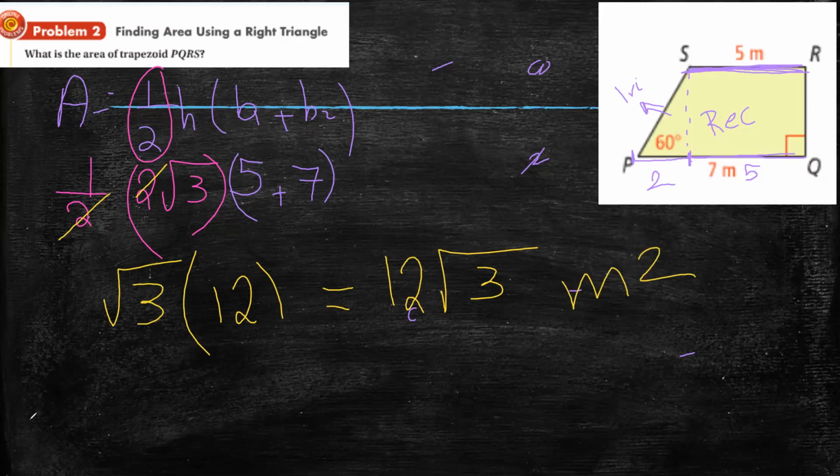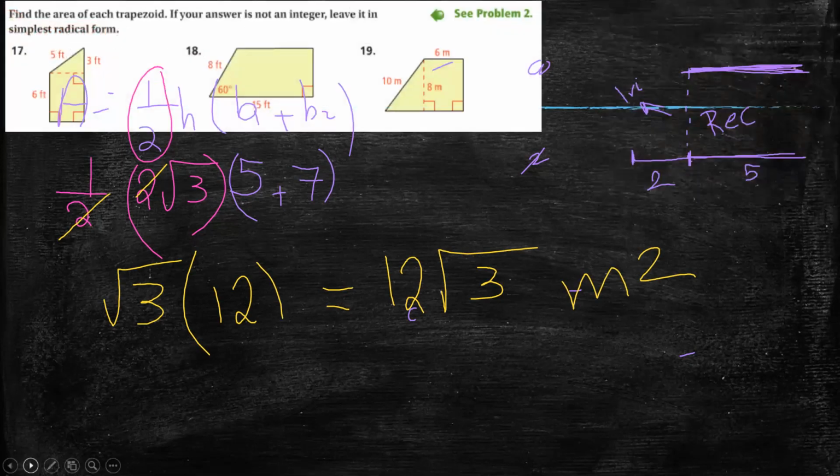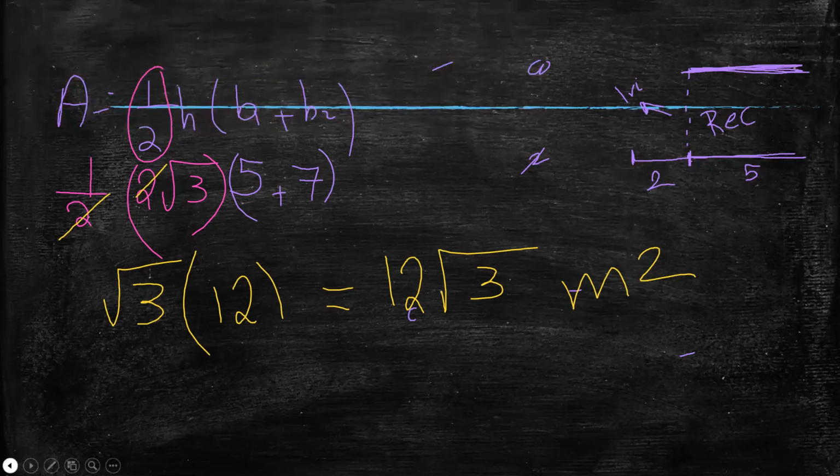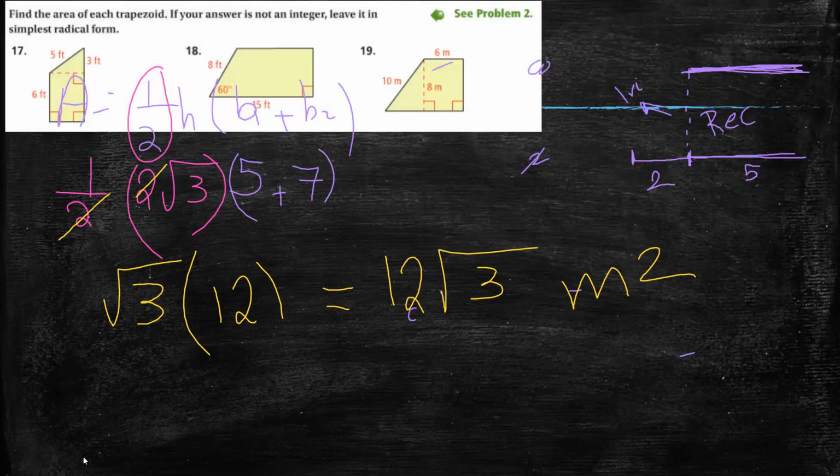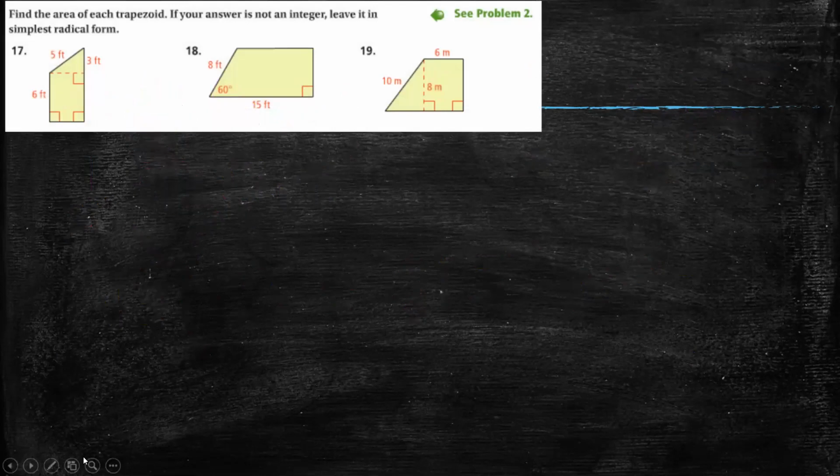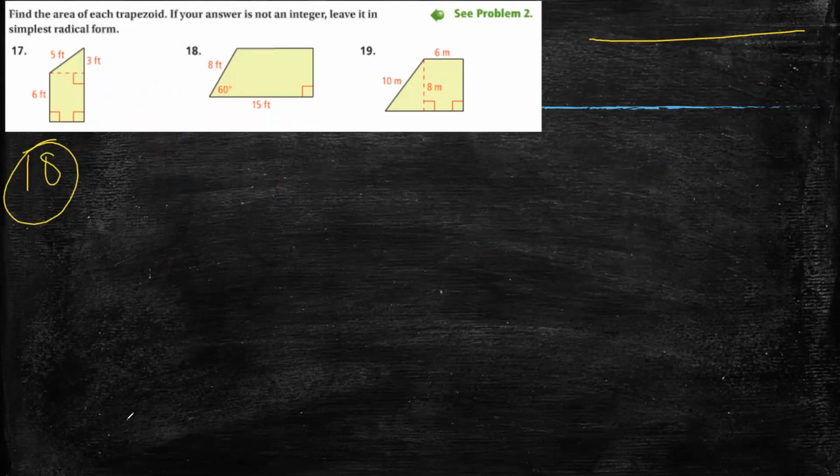We have more examples. Let's do another one. Let's do first number 18. Then we go back to 17 and 19. In number 18 here, we have the same idea. This is number 18. Here we have now this trapezoid.